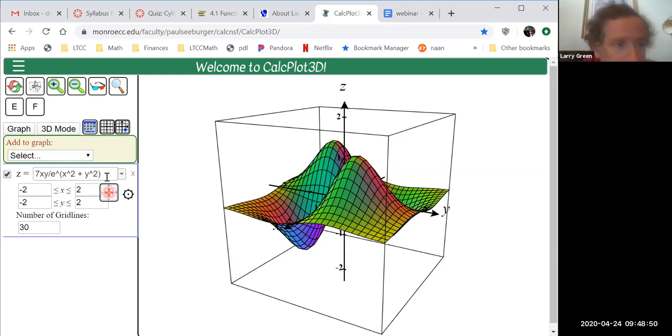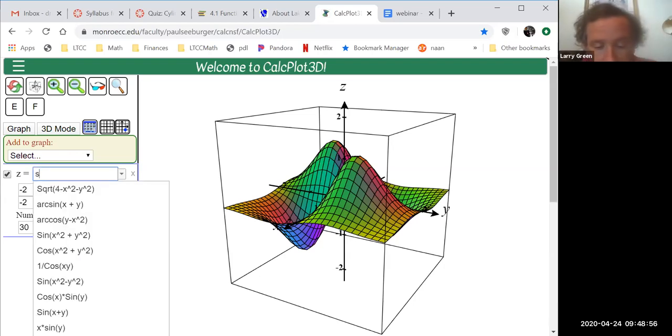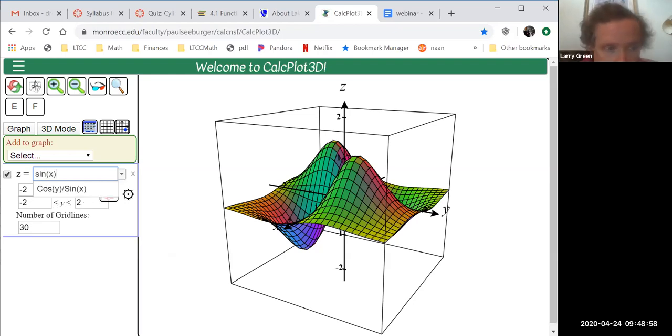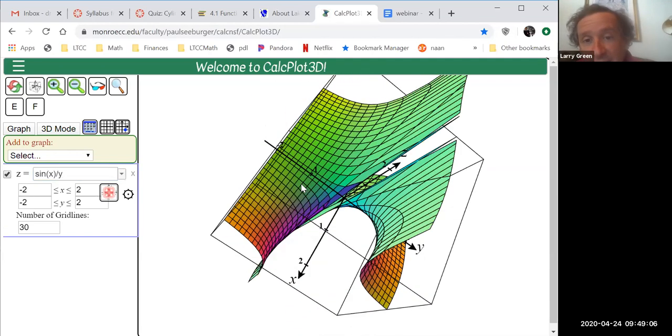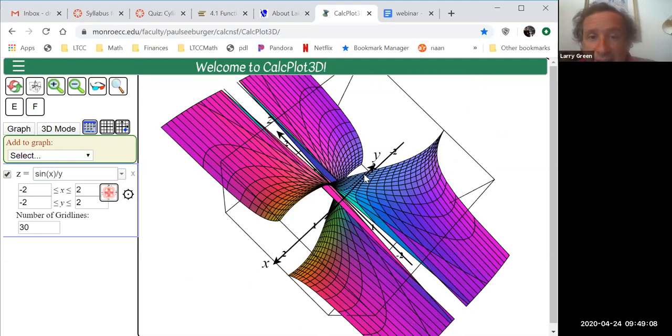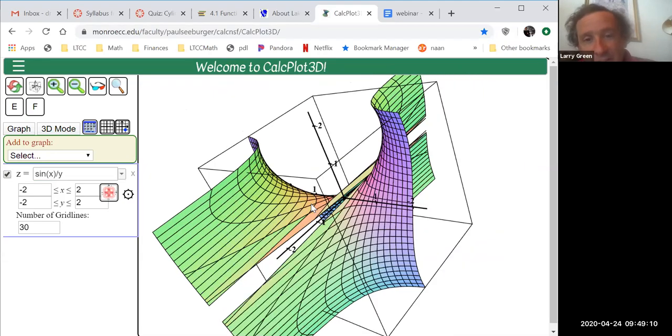So what I'm going to do is let's put in our z. Z is going to be equal to sine x over y. Okay, by the way, that's a three-dimensional picture. And that's the nice thing about Calplot 3D. You can really see what's going on.